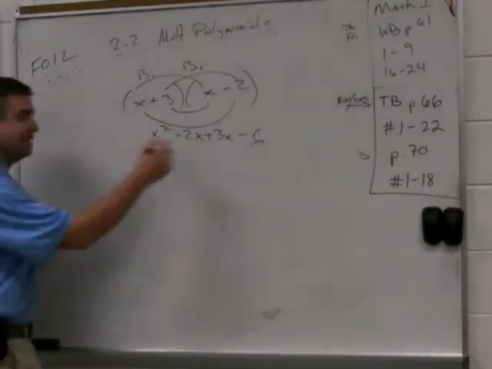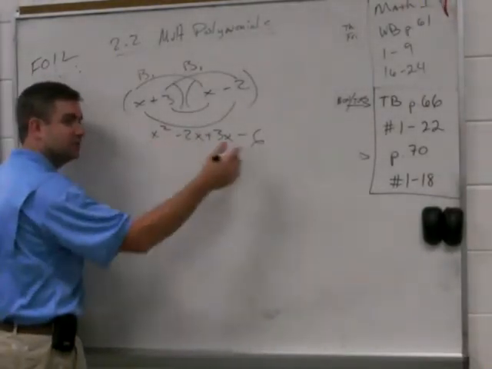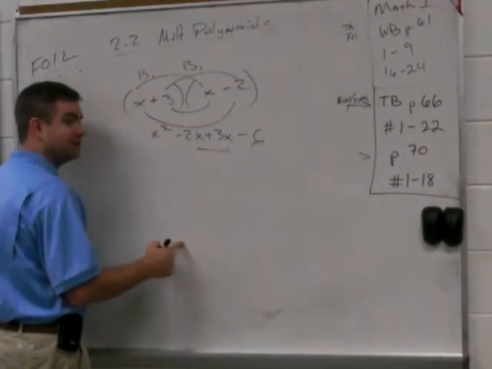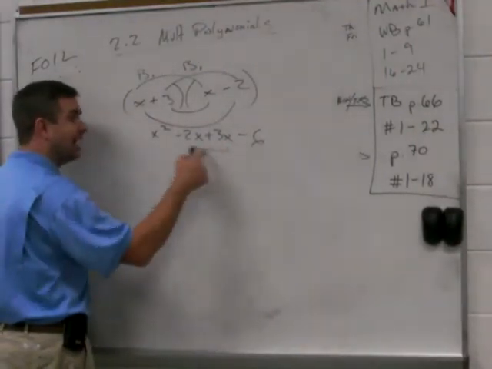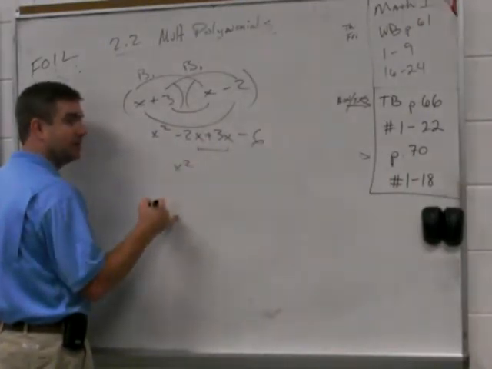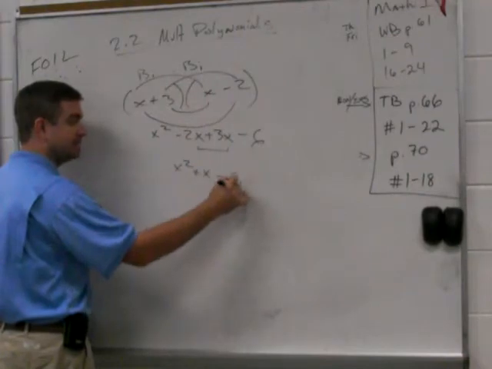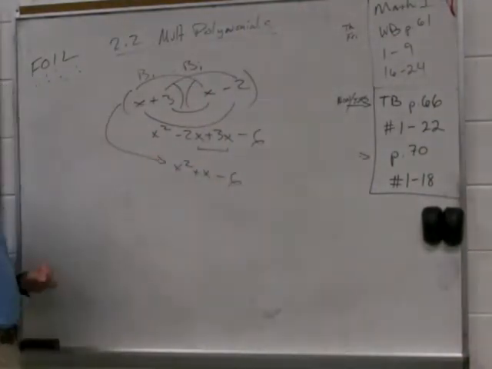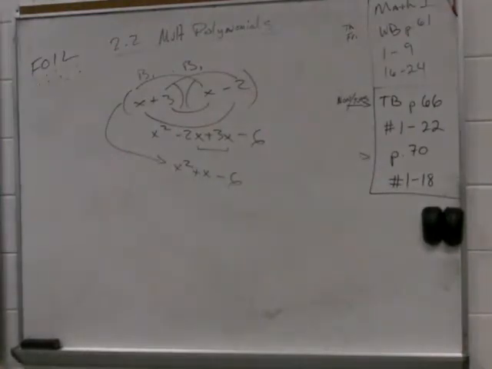You are not done. What do you have to do? Simplify. You've got to simplify by doing what? Combine like terms, your inside. Your O and your I always need to be combined. So I got x squared plus plain old x minus 6. So we multiplied a bi times a bi, and what was our outcome? A trinomial. Binomial times a binomial, and our outcome was a trinomial.